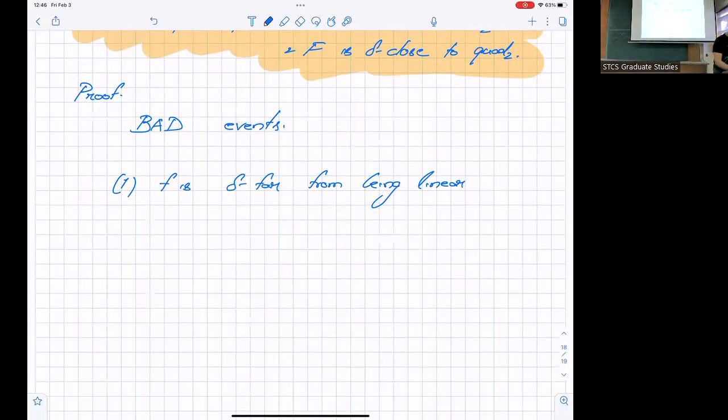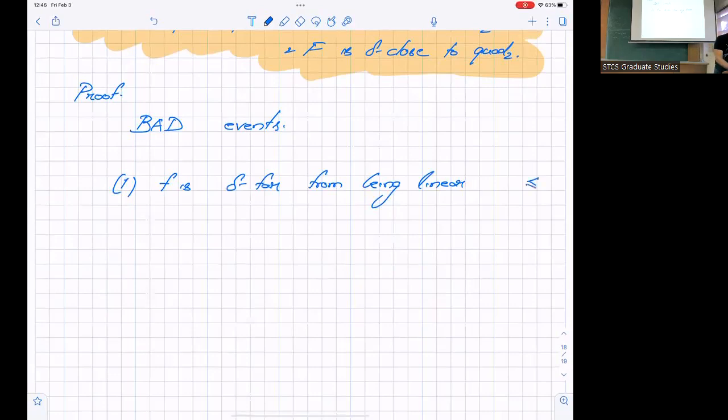In which case, you will reject with probability at least delta. The rejection probability is at least delta, so the acceptance probability is at most 1 minus delta. That's what happens in this case.